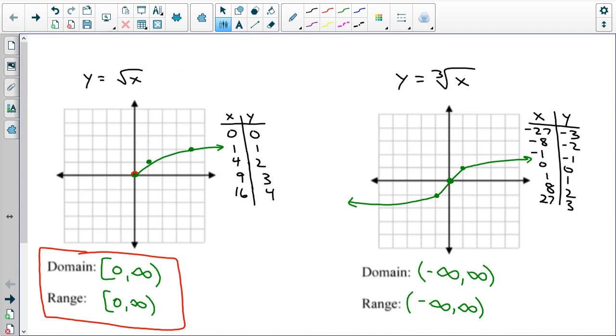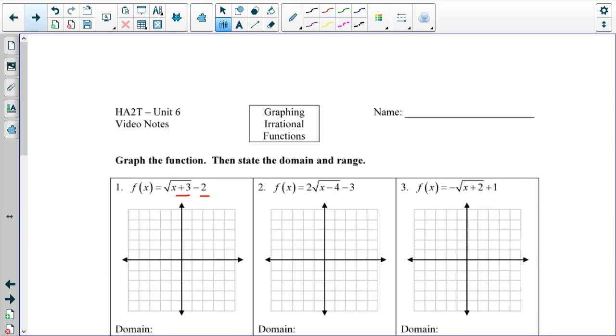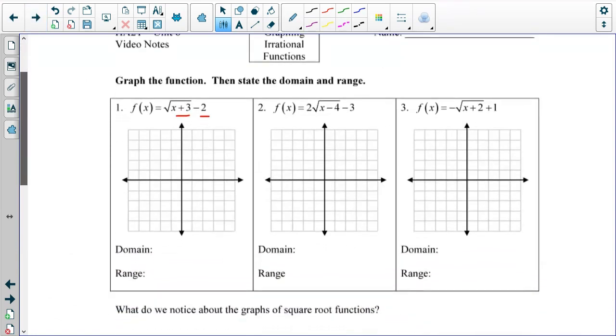So I'm going to take the main point of the original graph, shift it left 3 and down 2, and then the rest of the function is graphed the way it normally is. If I look at this function, I'm at -3, -2. Then I go over 1, up 1, over 4, up 2, over 9, up 3 from my original point, and that's what my graph looks like.